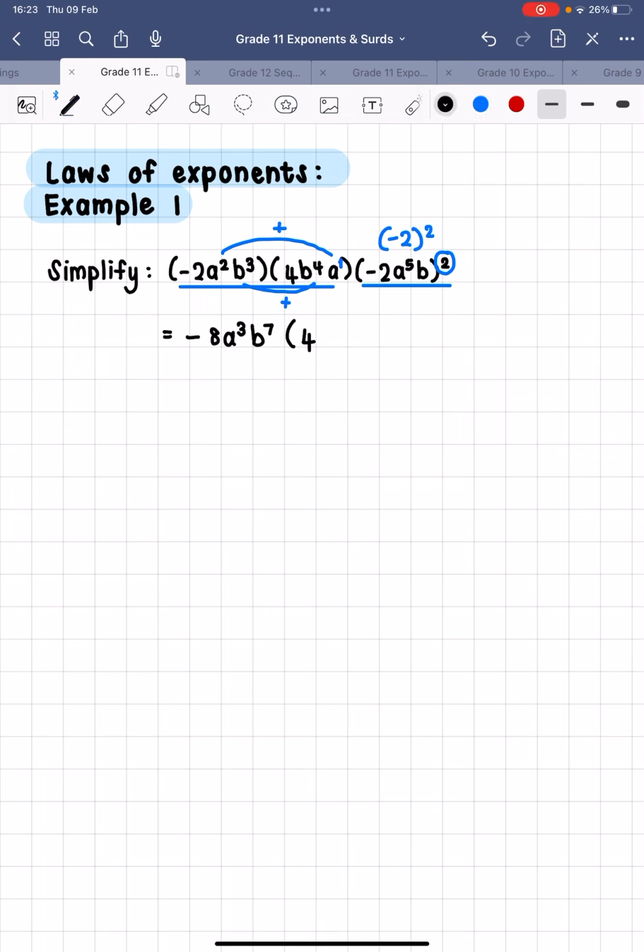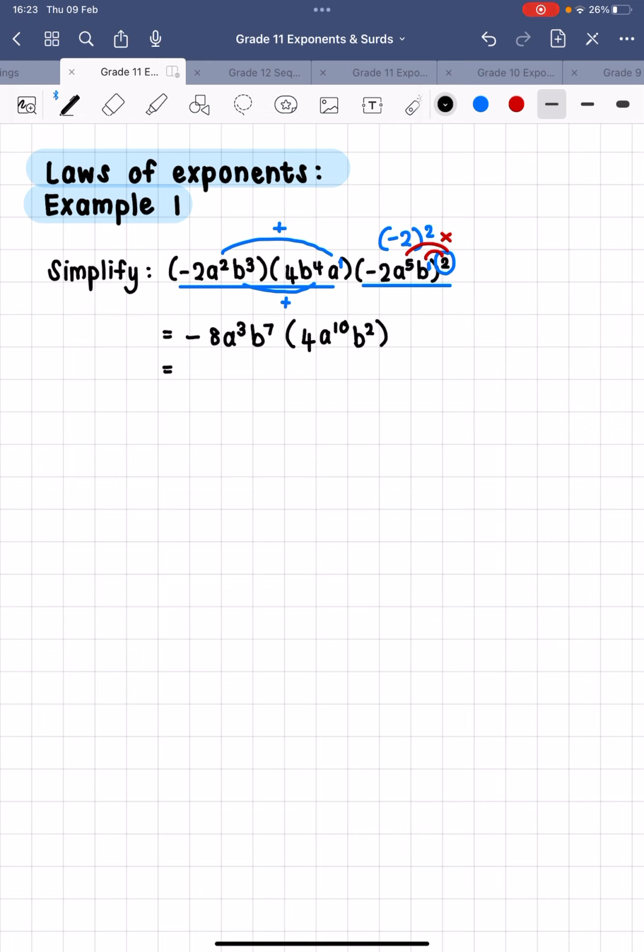Next up, we have a to the power of 5, which is raised to the power of 2. What we do with these two exponents is we multiply them together. So we're going to have a to the power of 5 times 2, which is 10. Next up again, we have b. There's no exponent written, so we know that the exponent is 1. So we're going to say 1 times 2, and our base of b is going to stay the same. So we're going to have b squared.